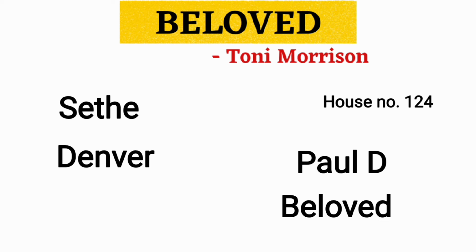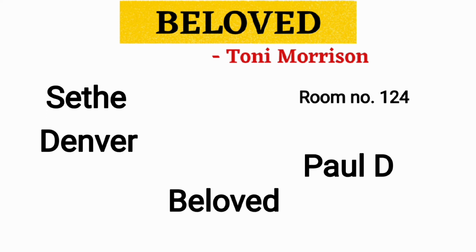Paul D was now Sethe's lover. Beloved used to hate Paul D a lot. There are many instances where Beloved tried to separate Sethe from Paul D. Friends, let me also tell you that Beloved used to ask Sethe questions about her past. Beloved wanted to know about the past of Sethe. Now as the story proceeds, one day comes when Paul D leaves the house on his own.